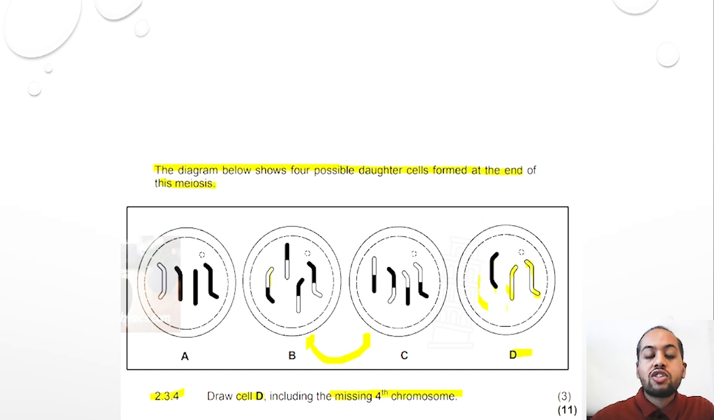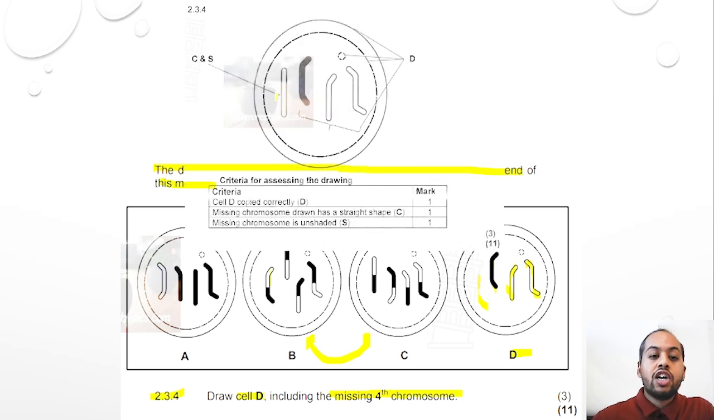So you're simply going to draw that structure because you're including the missing 4th chromosome. That missing 4th chromosome would be that last white one that still needs to come in there. Therefore, the answer looks like this. You have your last white chromatid that was left open. You included it. It was not shaded. Therefore, 1 mark for the cell D copied correctly. The missing chromosome has a straight shape and the missing chromosome is unshaded. 3 marks for 2.3.4.